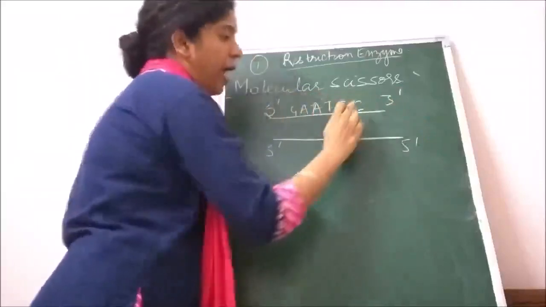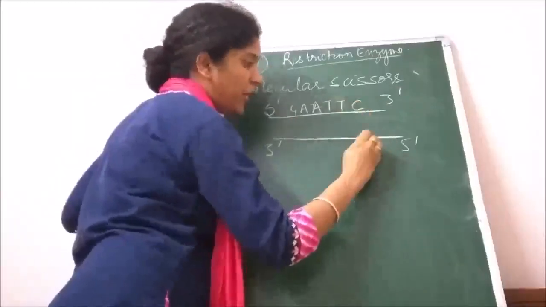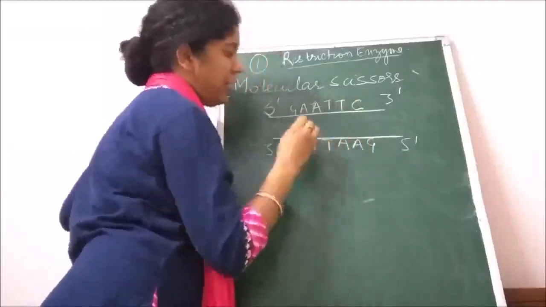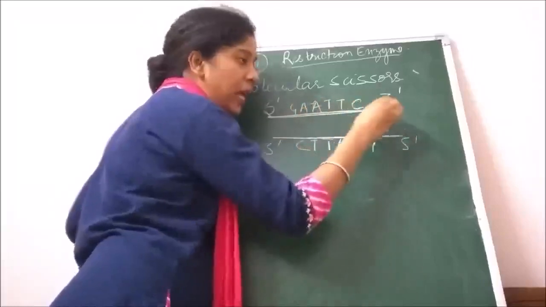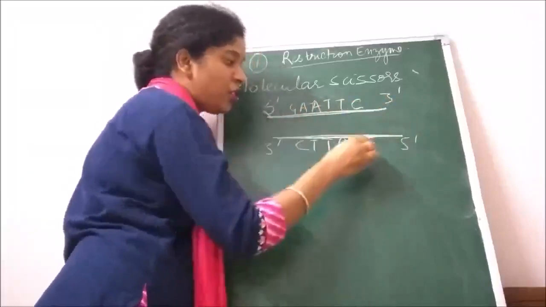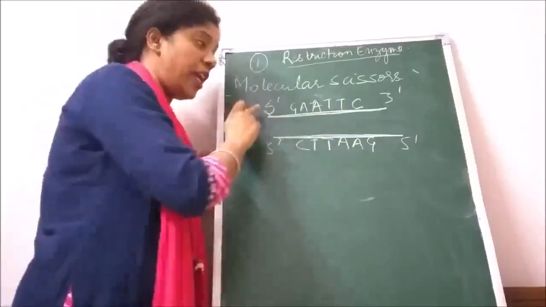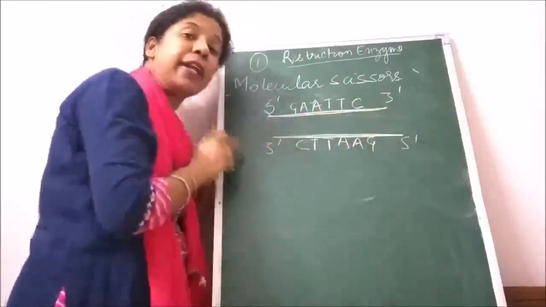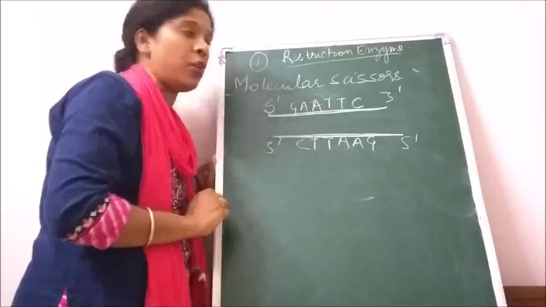So it is having GAATTC. And here the complementary sequence will come. Opposite to G, you will get C, T, T, A and G. So what is read in this direction, GAATTC, is the same as what is read in this direction, GAATTC. So the sequence is not changed in both the strands despite the fact that they are being read in opposite directions. Such sequences are called palindromic sequences.